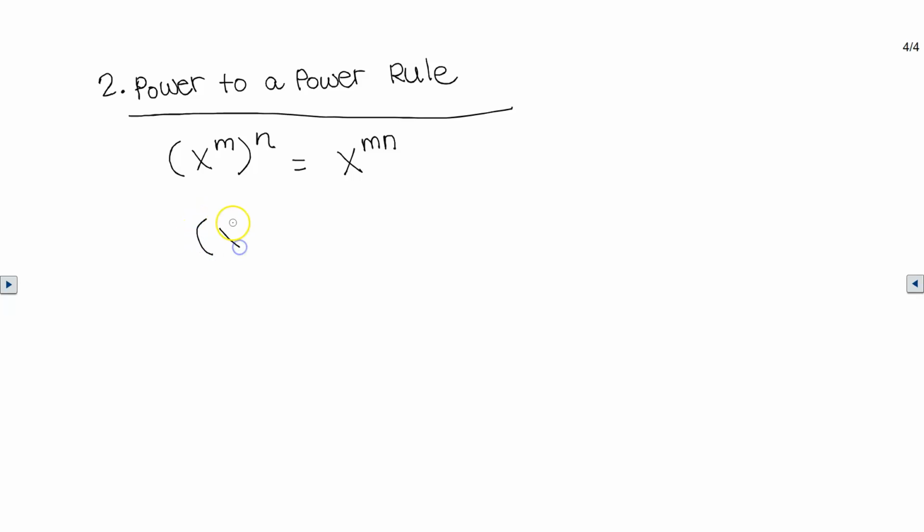Okay, so let's say we're doing the problem x to the second power, and we want to raise that to the third power. This rule tells us that to get this done, all we would have to do is multiply those two exponents together. So this would be x to the 2 times 3 power, which would give us x to the 6th power. Now, let's make sure that we see why this works, okay? So I want you to think about this.